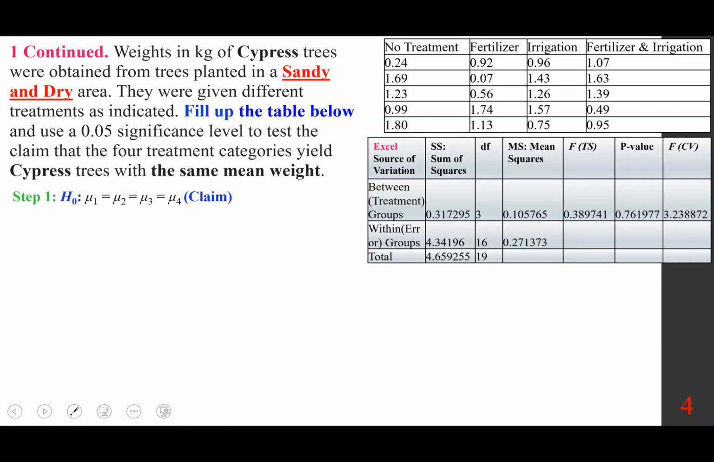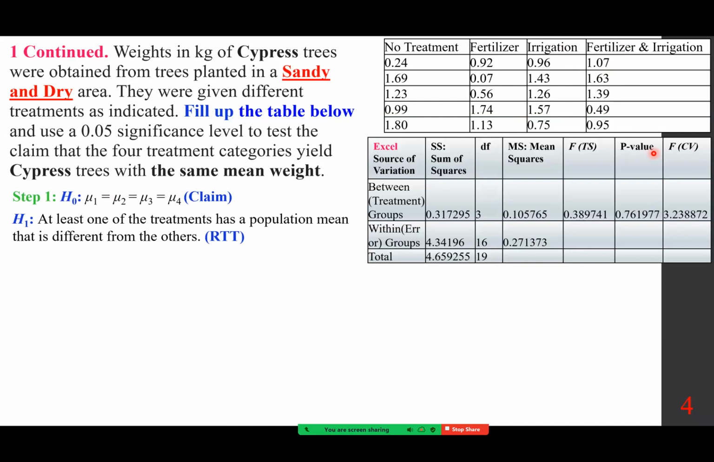Number one, H0: mu1 equals mu2 equals mu3 equals mu4, because we have 1, 2, 3, 4 categories. And that's the claim. H1: at least one of them is different, and it's a right tail test. Remember that it's different than previous stuff. We take it to be a right tail test. The next step is to find the test statistic. We've already done that. Here's the test statistic.